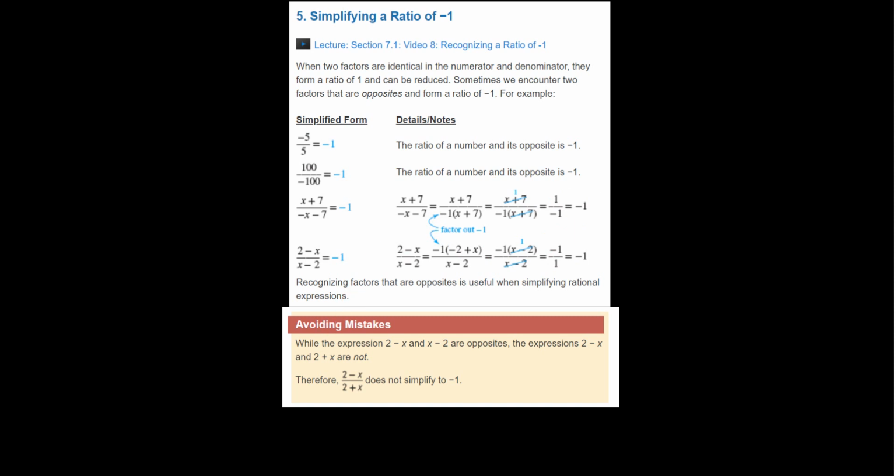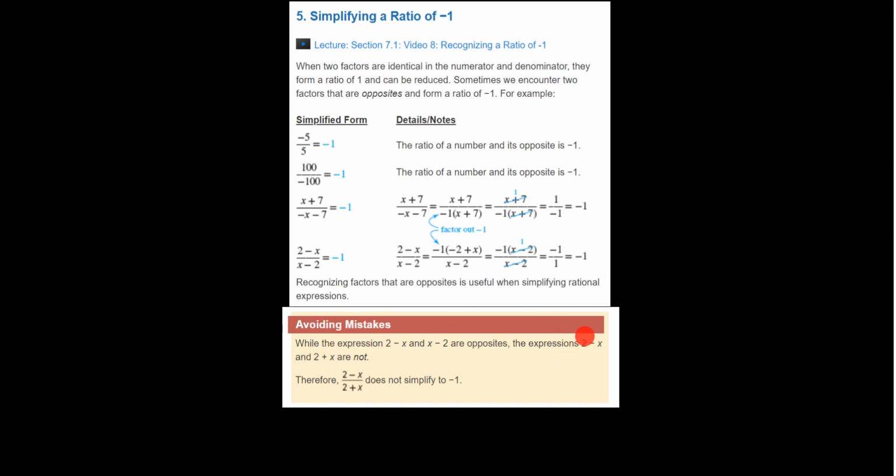Hang on. Avoid mistakes: while the expressions are opposite, the expressions are not. Notice how these expressions, because this is a +2, that's a -2. That's a -x, that's a +x. Again, exact negative. The expressions 2 minus x and 2 plus x are not, because that's a +2 and that's a +2. They're not opposite signs. The x's are, but the 2's aren't.